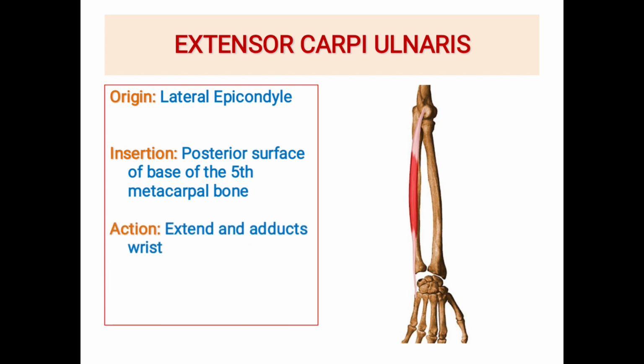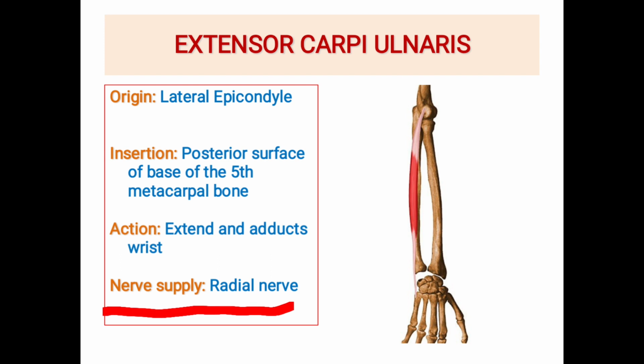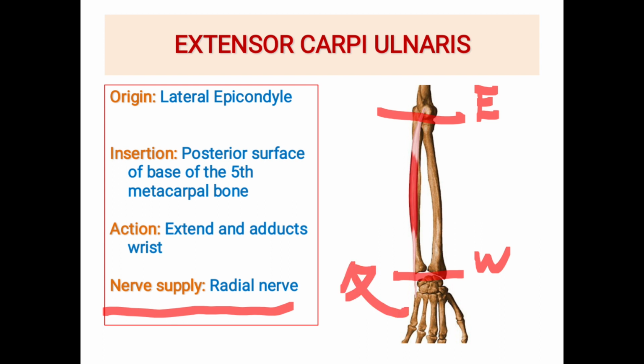Again, since it is extensor, it is supplied with the radial nerve. Okay. So when you say extensor carpi ulnaris, it is crossing the elbow. So extend the elbow. Extend the wrist. Okay. Then it adducts the wrist, meaning it moves the wrist to the medial side. You call that ulnar deviation.